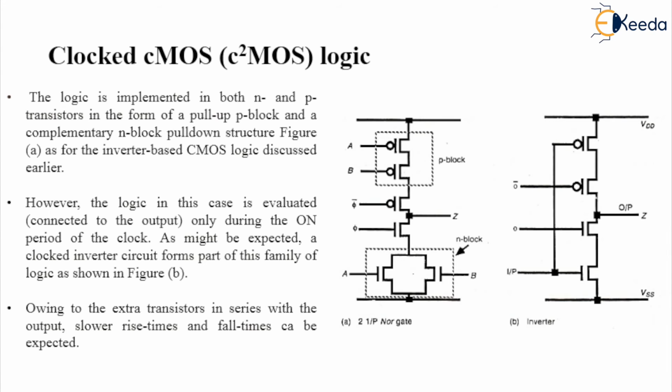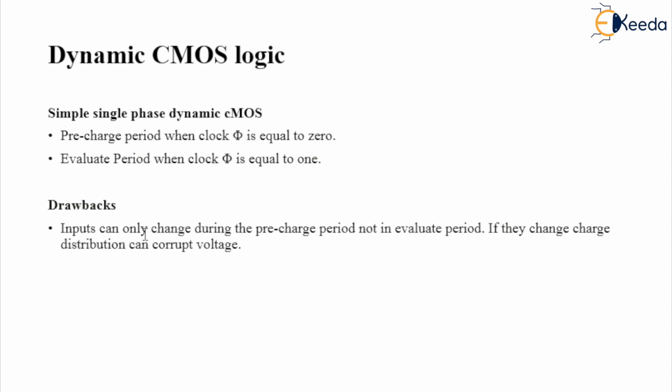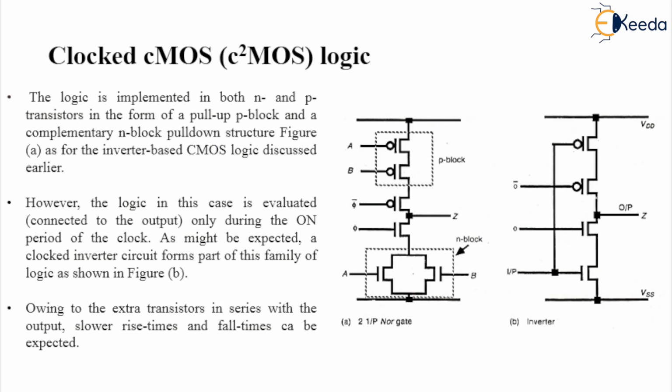To reduce the drawback which we have seen here, because the corrupted output will occur, the remedy for this is clocked CMOS logic. However, the logic in this case is evaluated only during the on period of the clock. As might be expected, a clocked inverter circuit forms a part of this family as shown in the figure here. Owing to the extra transistor in series with the output, a slow rise time and fall time can be expected, right?